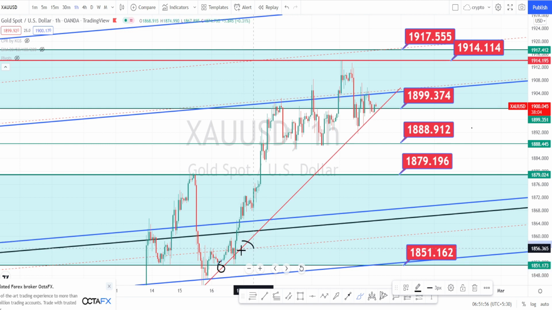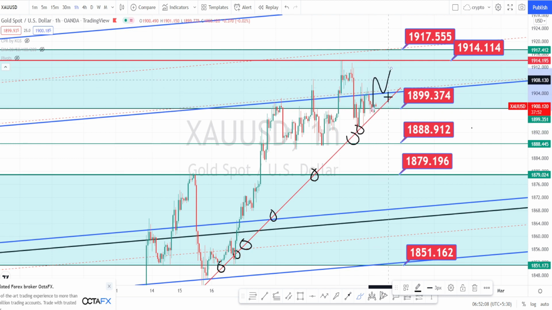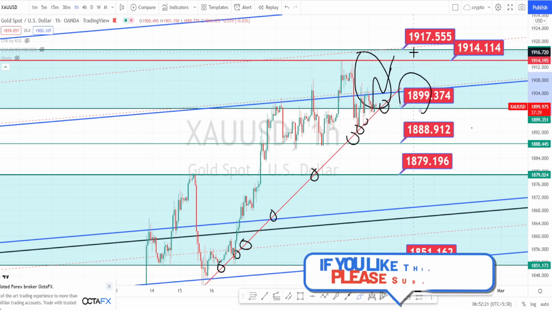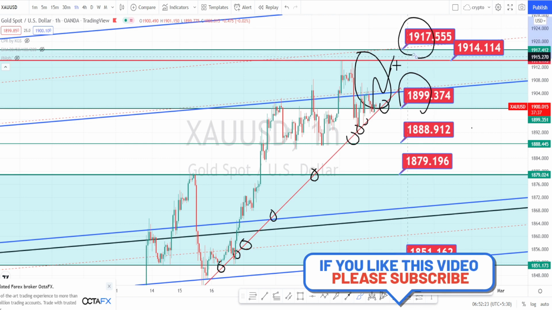When we look at the price action in the hourly time frame, I have drawn a support line or the trend line. You can notice that price has taken support at this trend line and it is continuously going on a bullish trend. As long as this trend line is holding, we can expect a bullish trend to continue. But from the higher time frame, we know that this whole zone between 1899 and 1917 is acting as a very strong resistance zone.